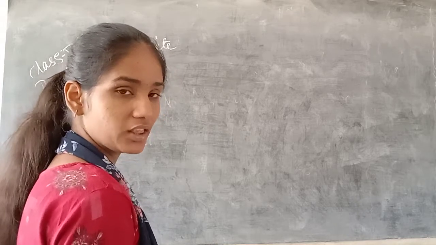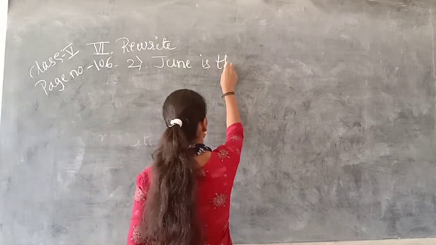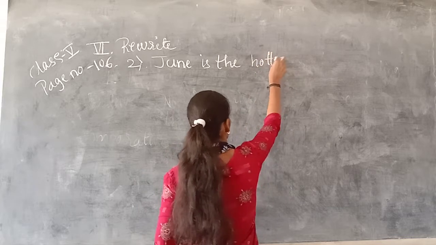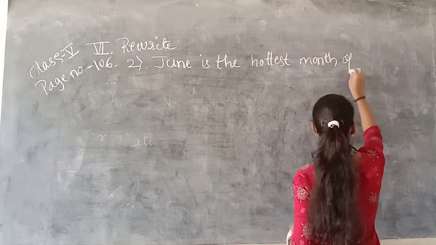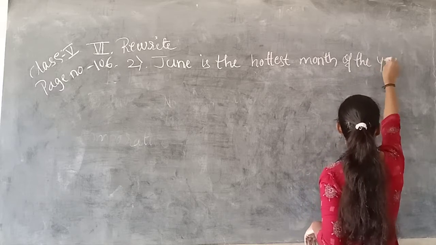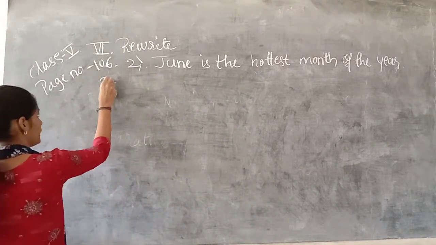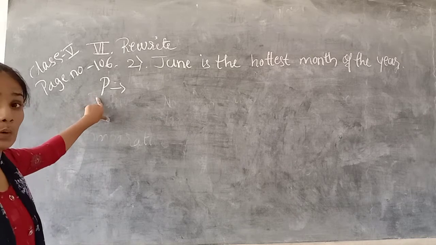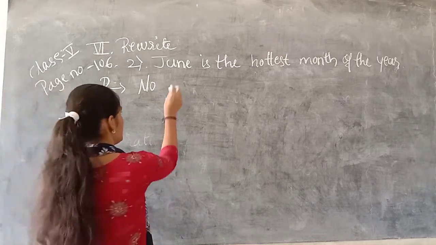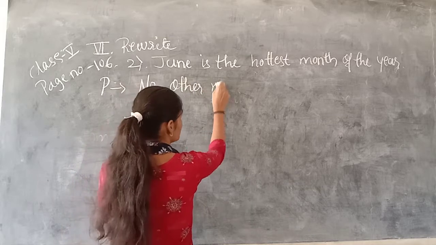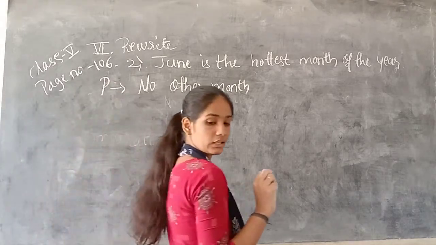June is the hottest month of the year. So this sentence is in the superlative meaning. See here, what we have to do? We don't have to compare here with any month. We are not comparing any month. No other month is. No other month is.